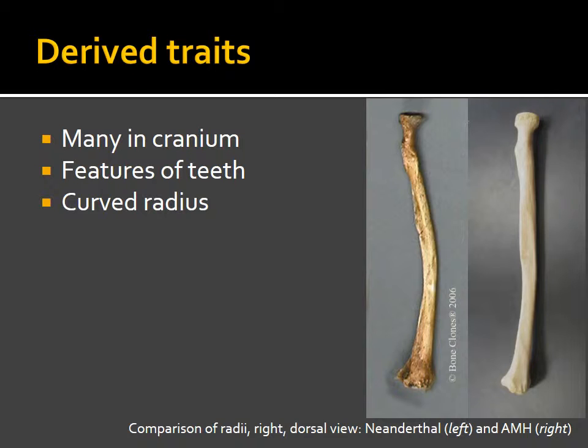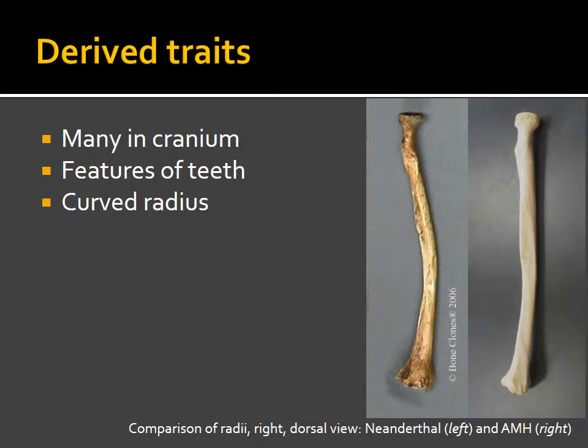And features of teeth, not just the molars, but I can also talk about other postcranial remains, such as the curved radius. So here I present a comparison of a Neanderthal radius and a modern human radius. And you can see that the Neanderthal radius is much more curved. There is some variation in the curvature of a modern human radius. I can say that except for pathological specimens, such as humans suffering from achondroplasia or a few other pathological conditions, I've never seen a typical human with a curvature in the radius like this. This would be highly unusual.